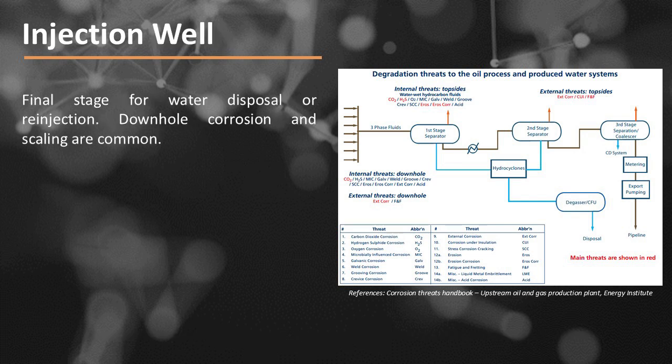Injection well, final stage for water disposal or reinjection. Downhole corrosion and scaling are common. The injection well is the last step in the produced water treatment process. After separation and treatment, the water is either disposed of into a designated formation or re-injected for pressure maintenance or enhanced oil recovery. This process must comply with environmental and reservoir management standards.